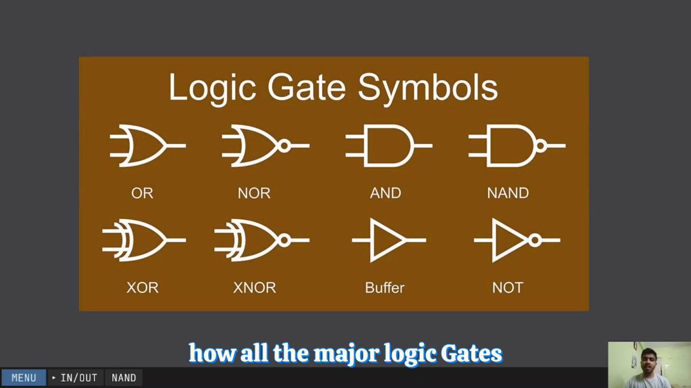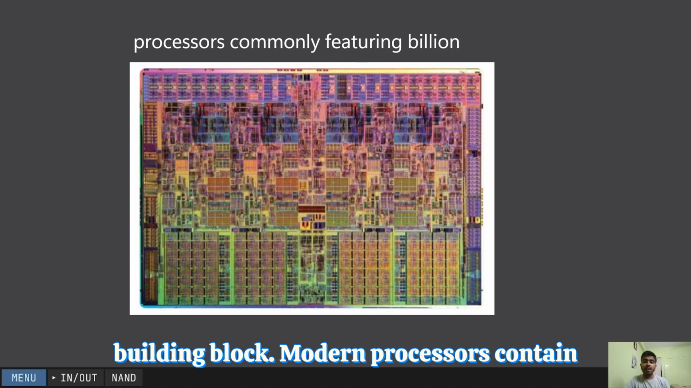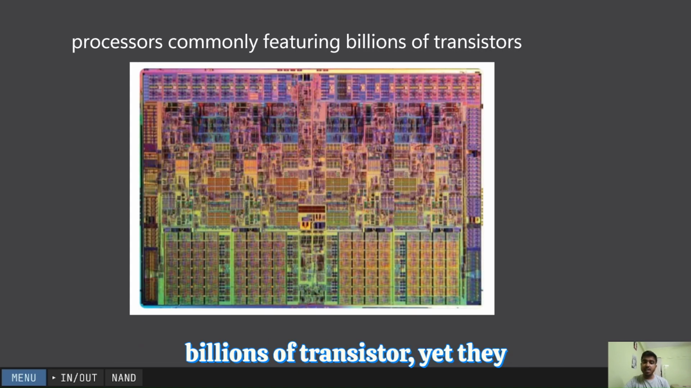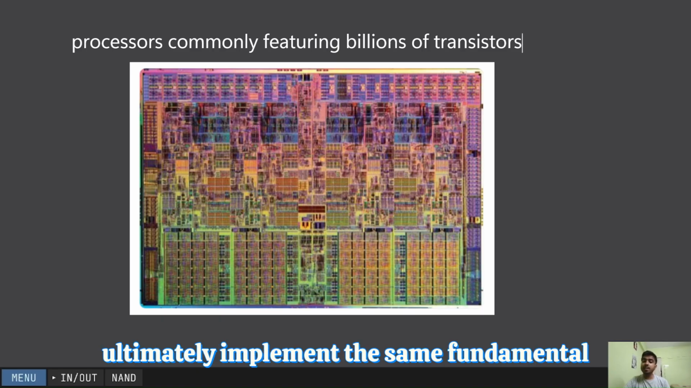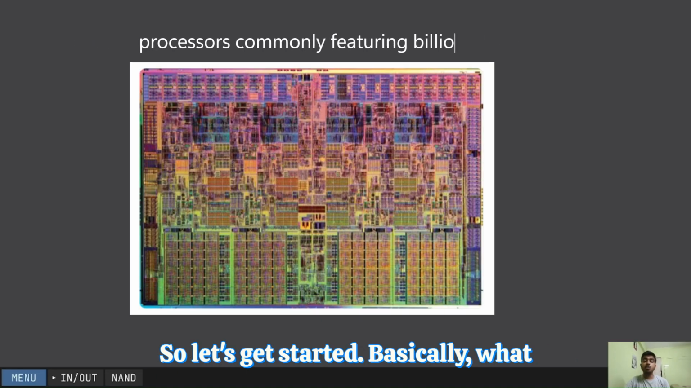In this video, I am going to demonstrate how all the major logic gates can be constructed using only the NAND gates. This video demonstrates a key concept in digital electronics, in which complex systems can be built from a single primitive building block. Modern processors contain billions of transistors, yet they ultimately implement the same fundamental logic operations demonstrated here.